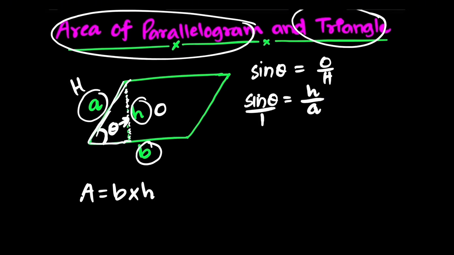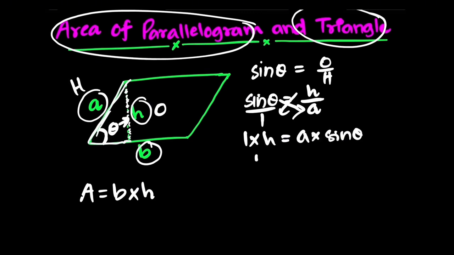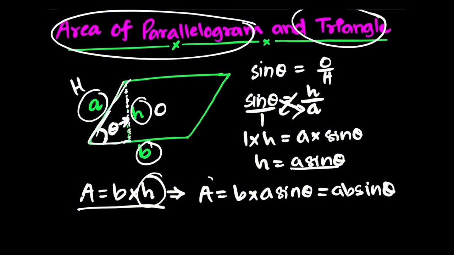There is a denominator of 1 to the sine theta. Now cross multiply this proportion, which becomes 1 times h equals a times sine theta, which gives us h equals a sine theta. Now substitute this value of h equals a sine theta in this formula, which becomes area equals b times h, meaning b times a sine theta, which equals ab sine theta. So this formula gives the area of a parallelogram when the height of the parallelogram is not given.